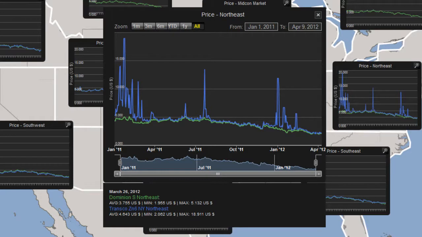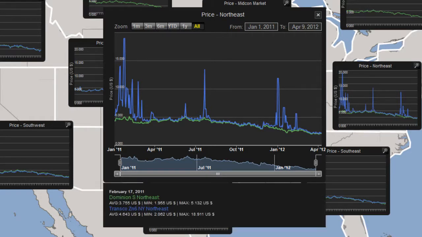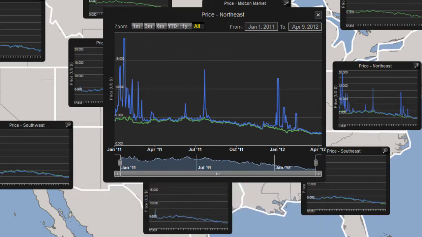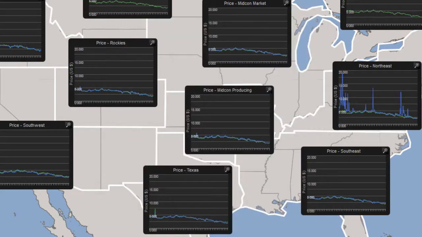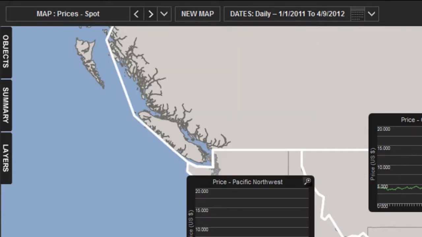One other interesting thing of note is that the Northeast, which had wild fluctuations previous winter, actually has had very minor fluctuations this winter. So there's been a lot less volatility in that Northeast price. EMV, Energy Market Visualizer, also allows you the ability to see these prices from a basis perspective, so with respect to Henry Hub.